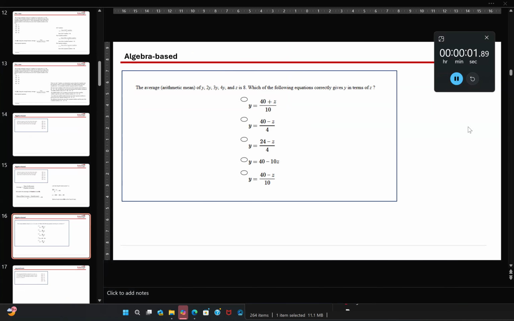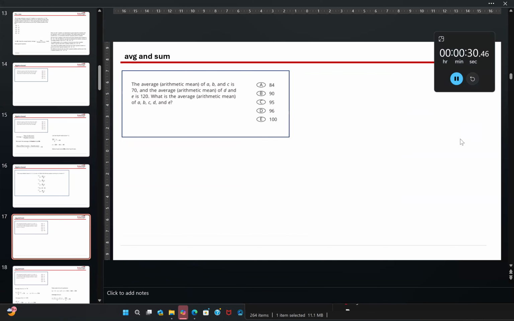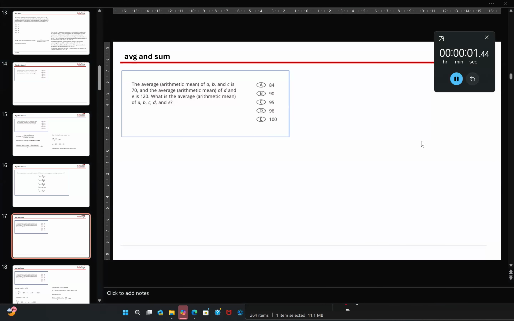Let's just do it. These are in terms of variables. 9, 10. Forty minus z upon 10. 40 minus E. It's E. Okay. Fine. Next.